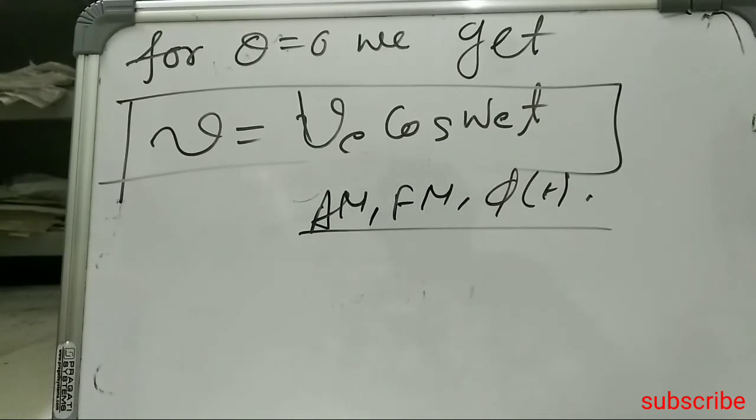Secondly, the continuous wave modulations. The continuous wave modulations are divided into amplitude modulation, frequency modulation and phase modulation. In the next classes we will discuss every modulation in detail.